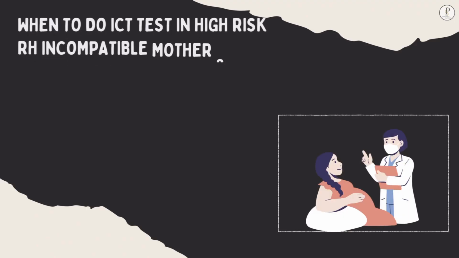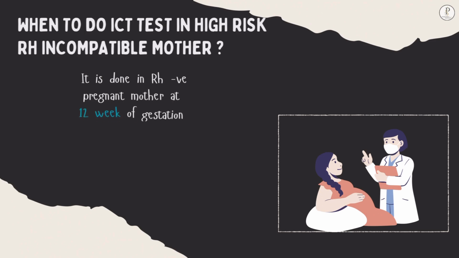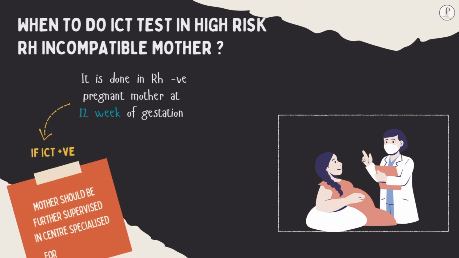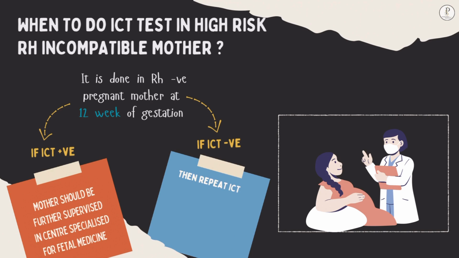When to do ICT test in high-risk RH incompatible mother? It is done in RH negative pregnant mother at 12 weeks of gestation. If ICT is positive, the mother should be further supervised and followed up in a center specialized for fetal medicine, which is well equipped to tackle such pregnancy. If ICT is negative, then repeat ICT. For primipara, repeat at 28 weeks and then 36 weeks of gestation. For multipara women, repeat at 24 weeks and then monthly.